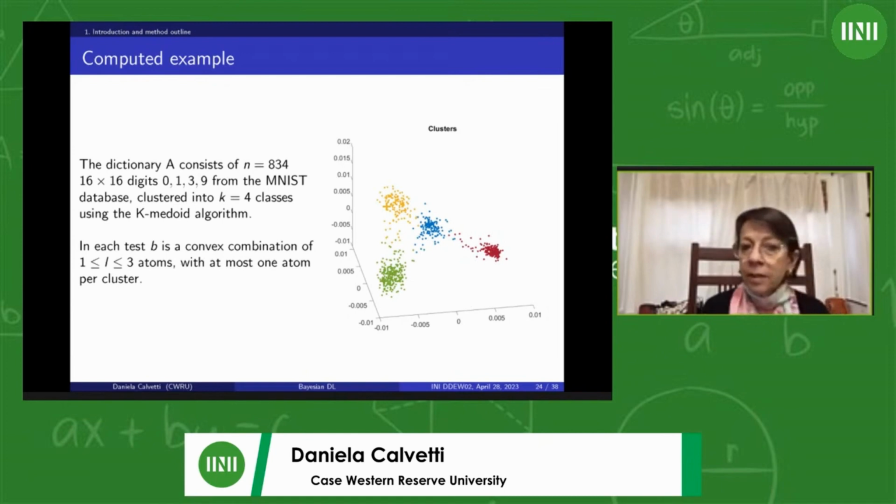We throw them in, and we are agnostic about the original labeling, because after all, it's not important for this test. We're just using this so that we have a visualization of what's going on. And we let a k-medoid algorithm cluster the dictionary.